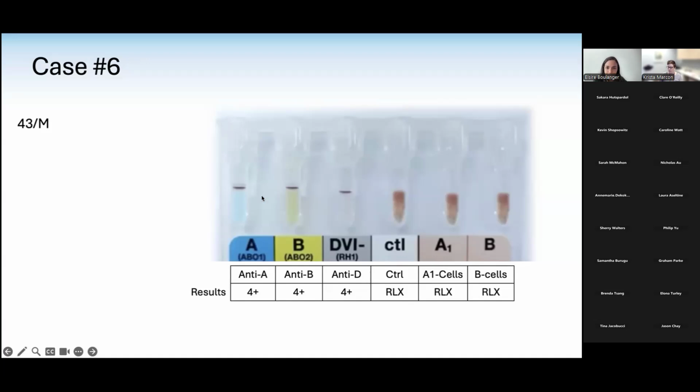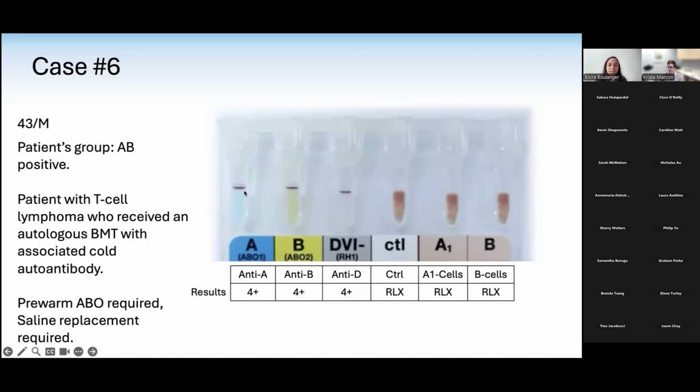I'm having A, B, but I shouldn't be encountering D. So what is going on? This was a 43-year-old male patient. The patient group was AB positive, and this was a patient with T-cell lymphoma who received an autologous bone marrow transplant with an associated cold autoantibody.